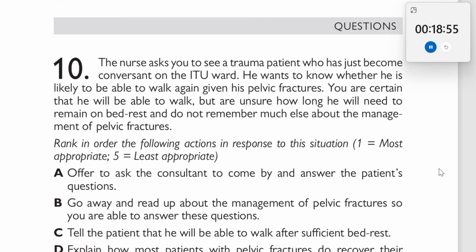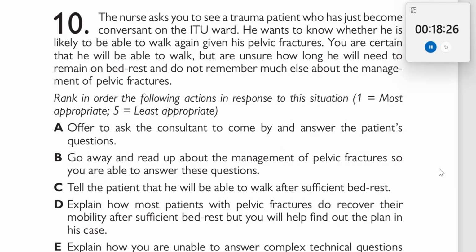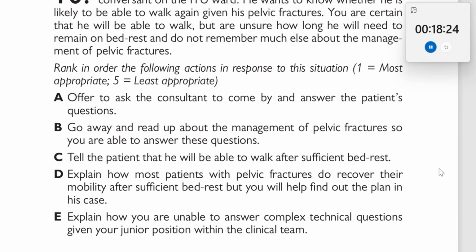Then moving to 40. Okay, guys, we are just left with 10 after this. The nurse asks you to see a trauma patient who has just become conversant on the ITU ward. He wants to know whether he is likely to be able to walk again given his pelvic fracture. You are certain that he will be able to walk, but unsure how long he will need to remain on bed rest, and do not remember much else about the management of the pelvic fracture. So, read the options and rank accordingly.